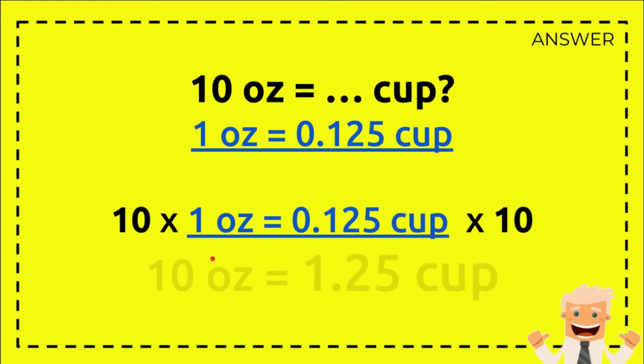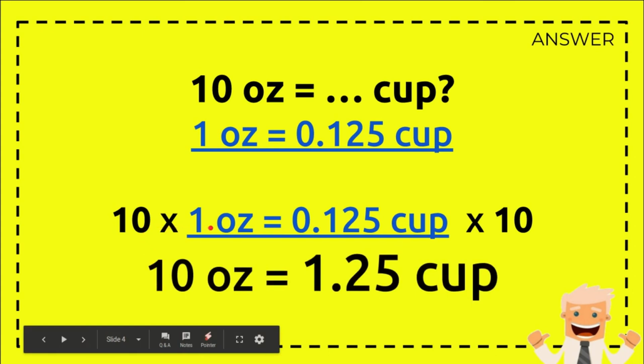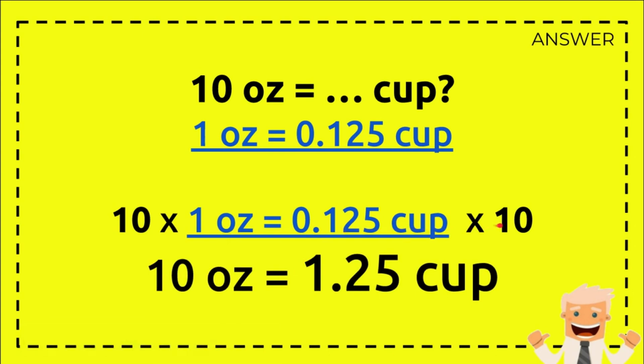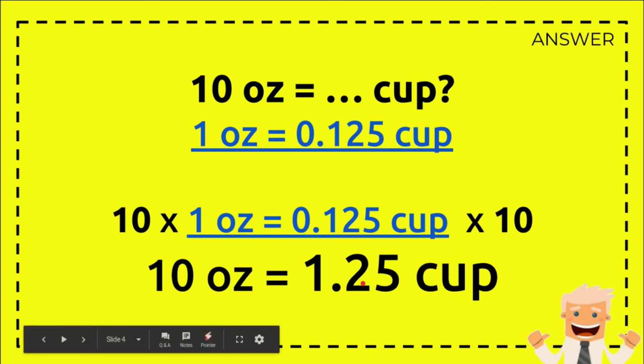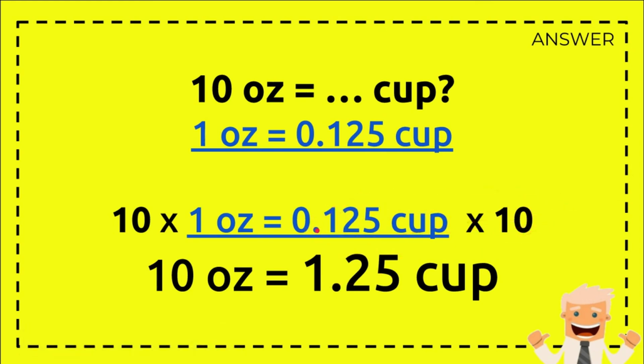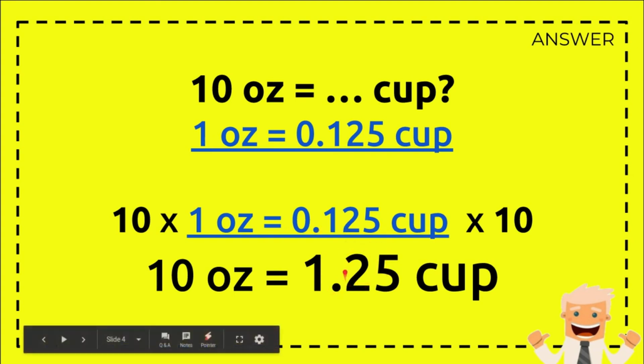Alright, so 10 times 1 ounce equal 10 ounce, and then 0.125 cup times 10 equals 1.25. So every time you multiply a decimal with 10, you just need to move the dot from here to here. So you multiply 10, you just move the dot from here to here, which is why we have 1.25 cup.